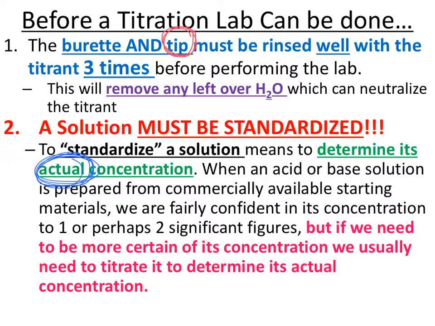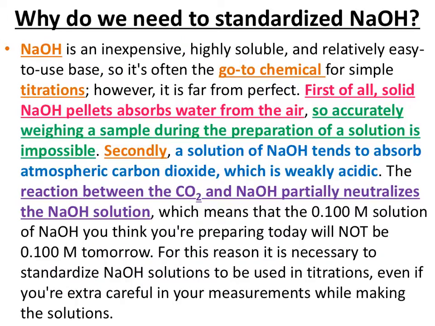Okay? When an acid or base solution is prepared from commercially available starting materials, what is commercially available? Like if I go buy some from a store. Can I go to Walmart right now and buy vinegar? Yeah. Will it have the molarity on there? I don't know if it does or not, but I need to figure it out. We are fairly confident in its concentration to 1 or 2 sig figs, but we need to be more certain of its concentration. We usually need to titrate it to determine its actual concentration. So that's called the standard procedure. So this is why we need to standardize.